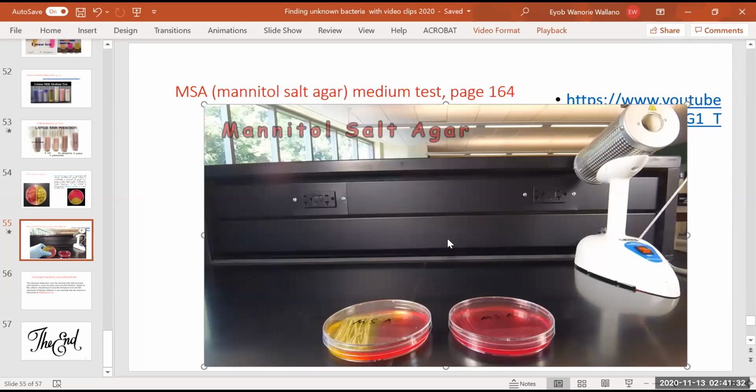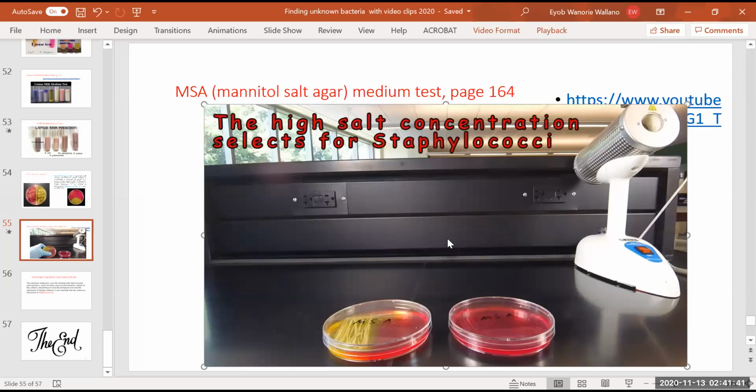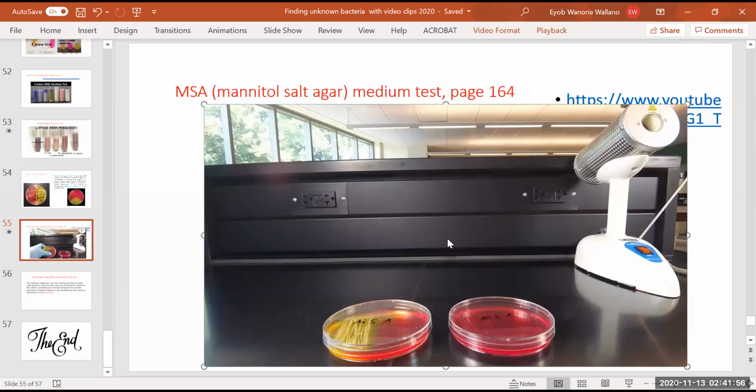Another medium we're using to help identify staphylococci is mannitol salt agar, or MSA. This agar has a high salt concentration that inhibits many other bacteria, but not Staphylococci. Staphylococci are able to tolerate fairly high salt concentrations. So we say that mannitol salt agar is selective for Staphylococci. In addition, it contains the sugar alcohol mannitol and the pH indicator phenol red.